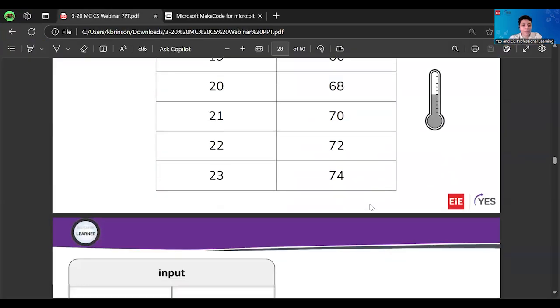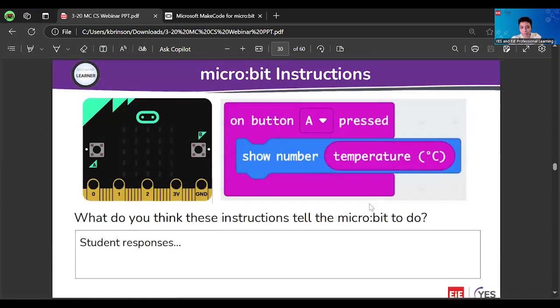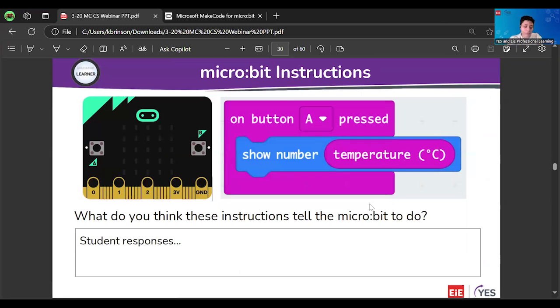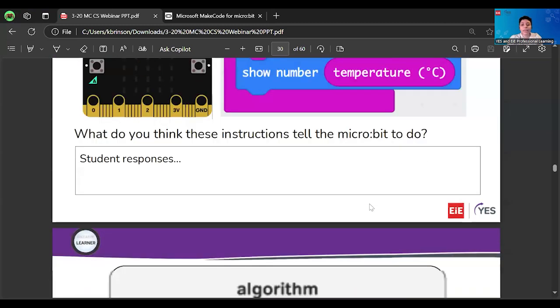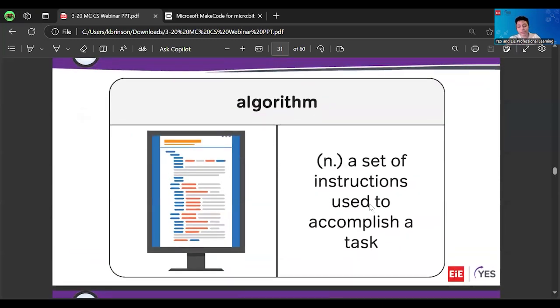Now, the other thing we are introducing to them is that there is an input and an output. That on button A press is an input. We're giving the information to the computer, and then the output is the temperature. It's spitting back out the temperature once we press that button. So at this point, you would reflect on what that's telling the microbit to do. Of course, we just discussed it, so I won't relay it again. And at this point, you can define for them that this is an algorithm. It's a set of instructions to complete a task.